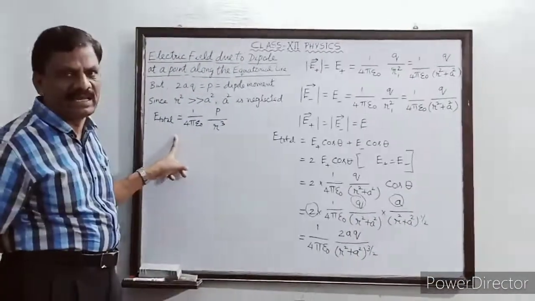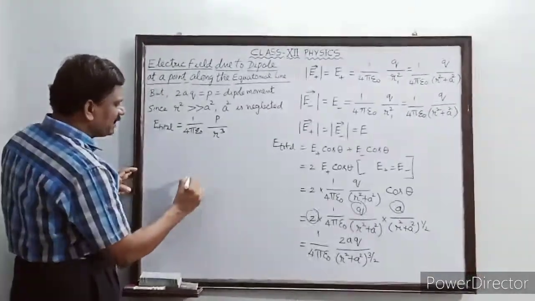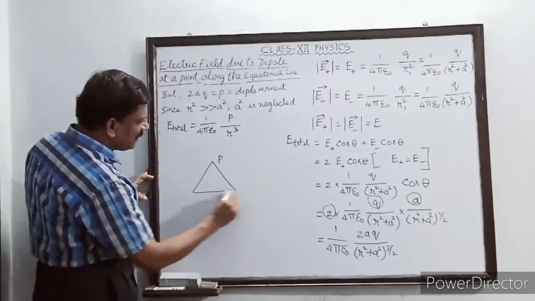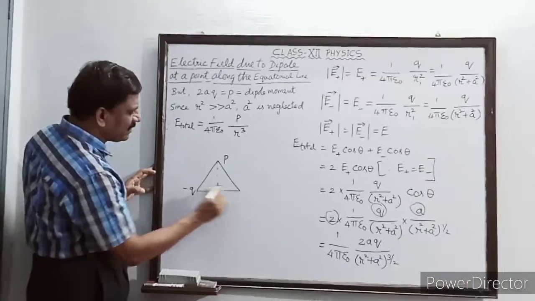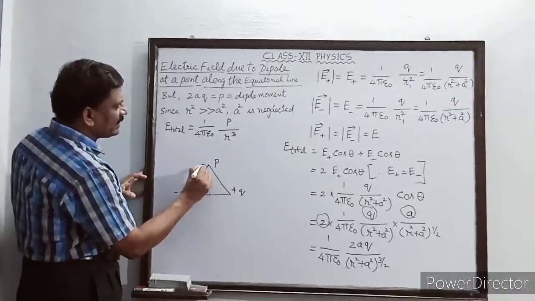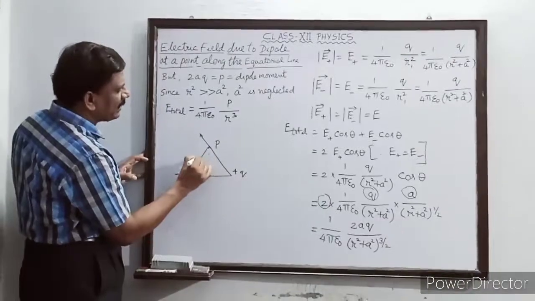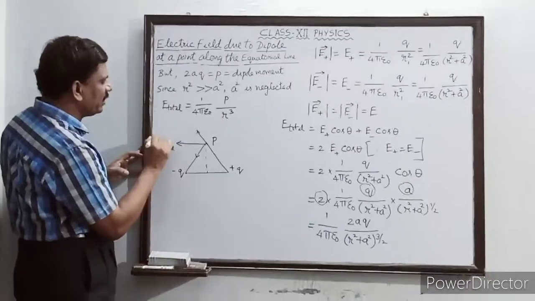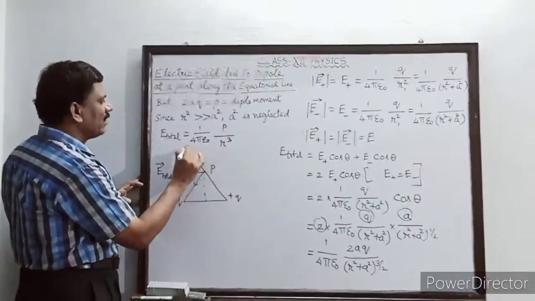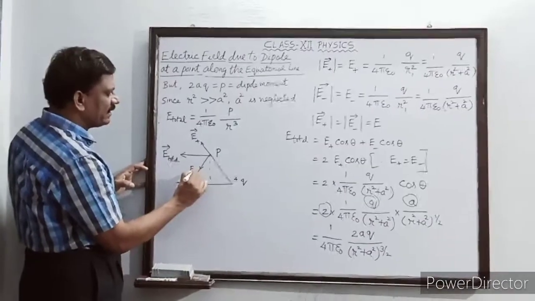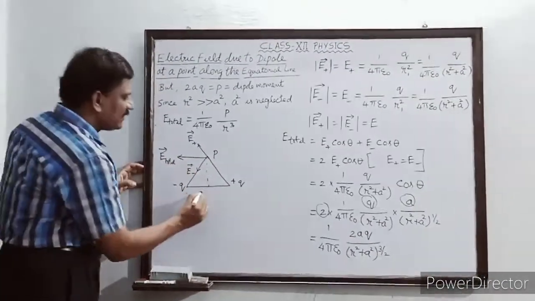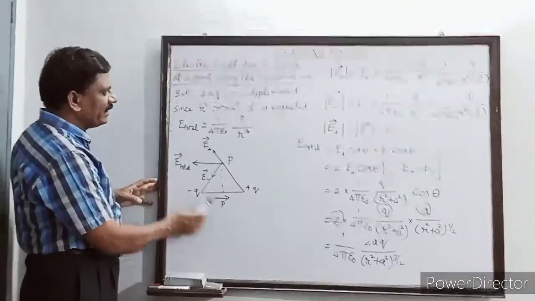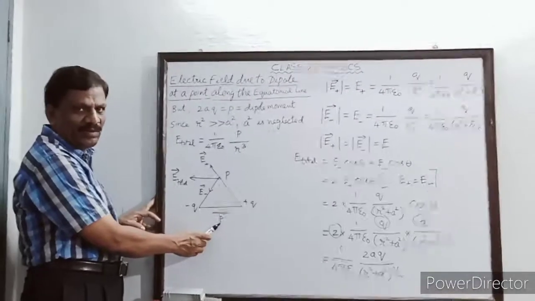So this is in the scalar form. Now in that picture, the point P is equidistant from the two charges, minus q and plus q. So the resultant of E plus and E minus will be acting along this direction. This is the direction of E total vector, where this is the direction of E plus vector and this is E minus vector. This is the direction of the dipole moment vector P. So the total electric field is oppositely directed to that of the electric dipole moment, is it not?